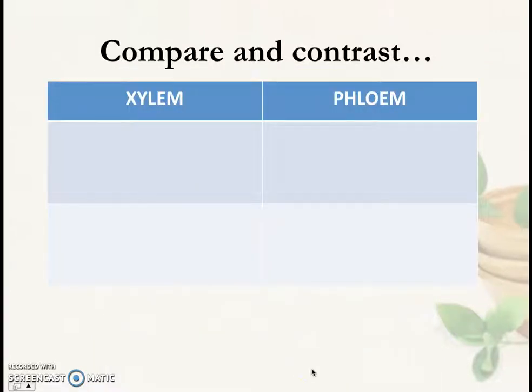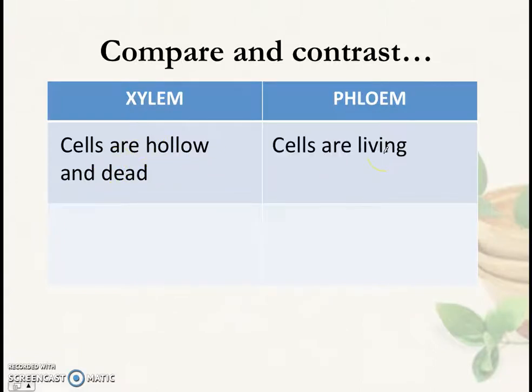Let's end off by doing a quick comparison of the structure of the xylem to the structure of the phloem. Think about it for a while, and then I'll talk about it in just a bit. Okay, so firstly, the xylem is made up of cells that are hollow and dead, while in the phloem, the cells are still alive. Both the sieve tube cells and the companion cells are still living.